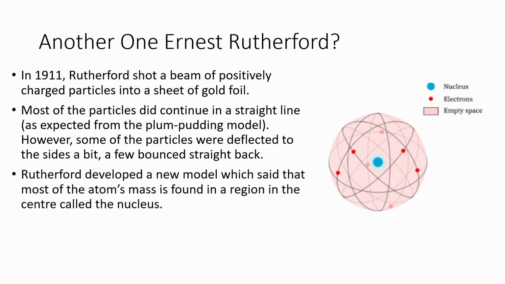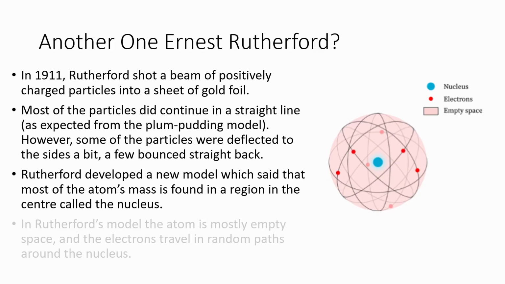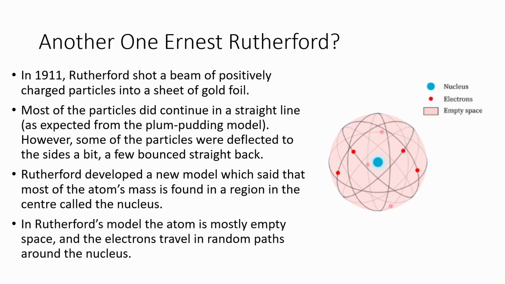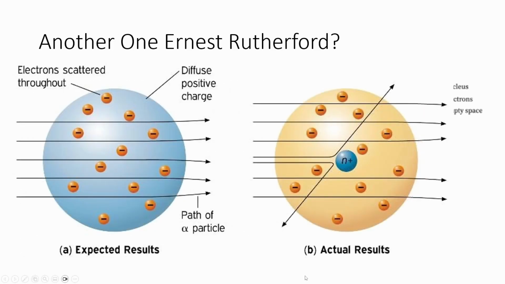And from this, he came up with a new model, which was that most of an atom's mass was found in a center region called the nucleus. In this model, the atom is mostly empty space, and this is where we begin to see that electrons travel in random paths around the nucleus. So this was his experiment.